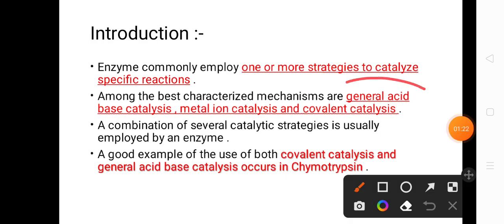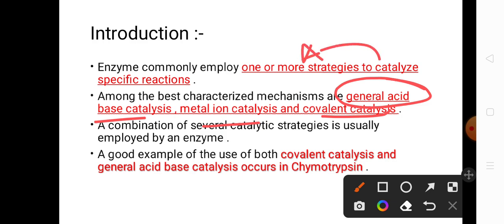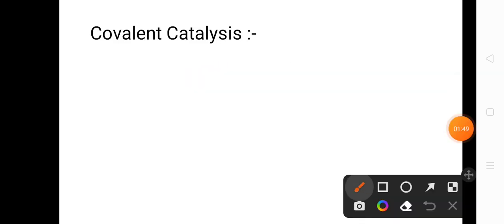So these are the common types of catalytic strategies that enzymes employ: general acid base catalysis, metal ion and covalent. That does not mean that a particular enzyme will use only one of them. It may use any two of them or all three, or it may also use just one of them. Okay, so first let's talk about covalent catalysis.